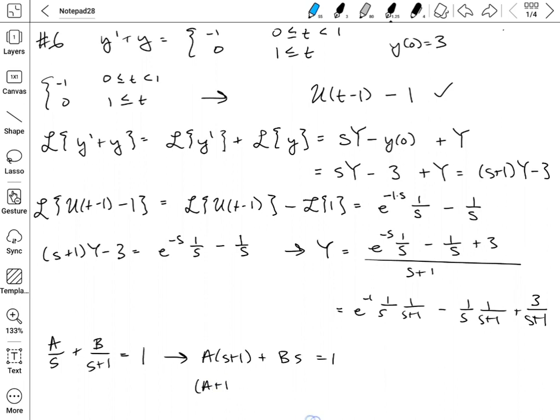But we have a times s plus 1 plus b times s should equal 1. I separate the s and the not s terms. On the right side, I have 1 and then 0 times s. So that's going to tell me that a needs to be 1 because it's the thing that's not multiplied by s. And then a plus b has to be 0 because there's no s on the right side, which means b is minus 1.